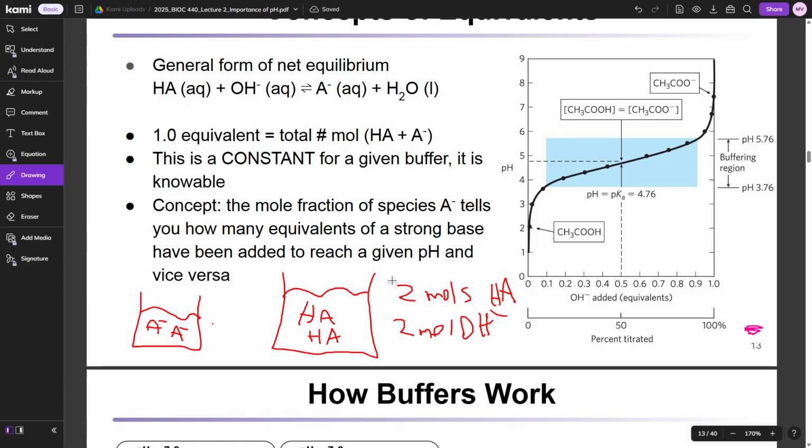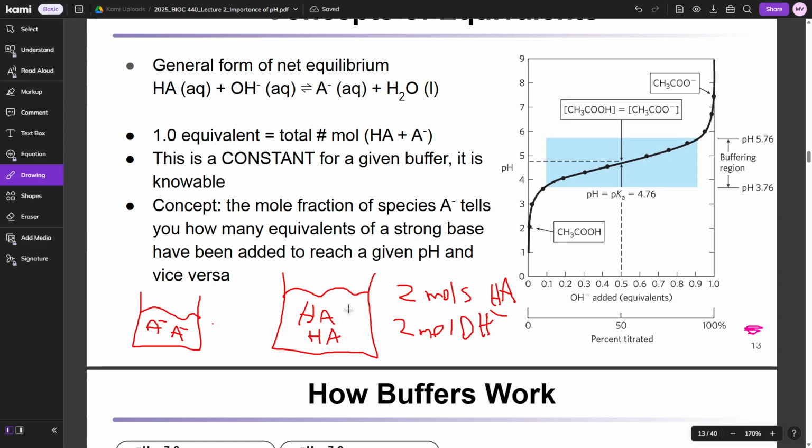The idea of an equivalent is just how much stuff I have to add to turn the solution from completely acidic to completely basic, right? So this number changes. For example, if I have 3 HAs in here, I will require 3 moles of OH minus. Or if I have 4 acids in there, I will require 4 OH minuses. It doesn't matter though how many I add. That is one equivalent for that specific solution, right?